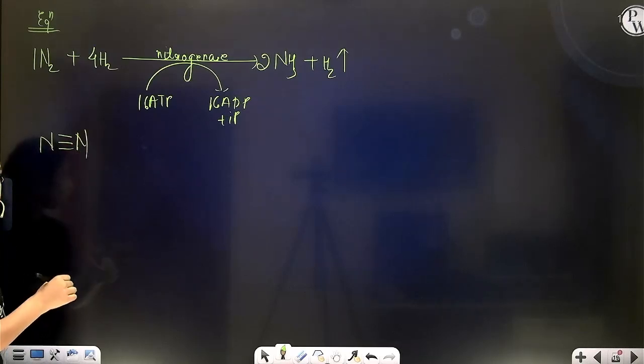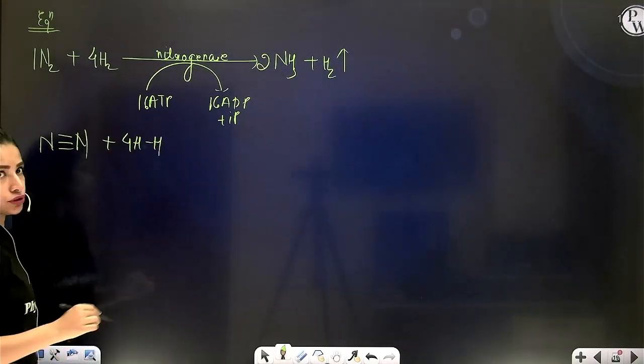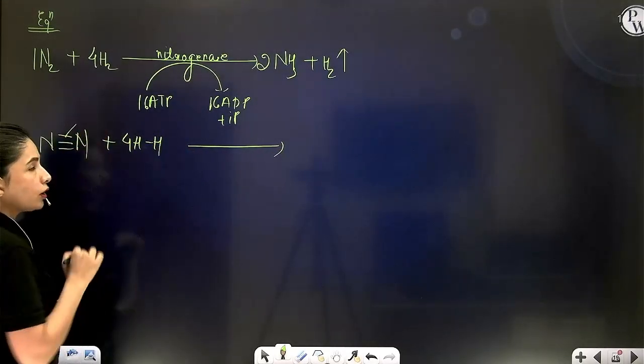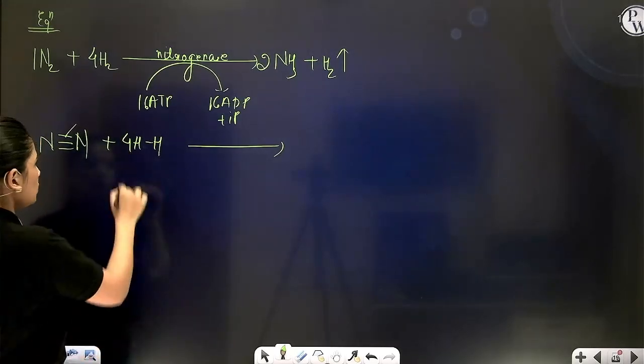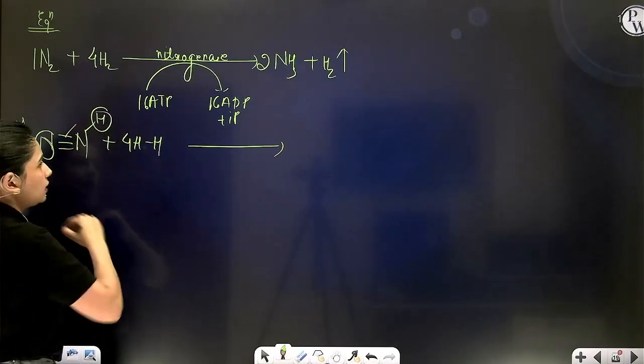This is your nitrogen, right? And you have 4 molecules of hydrogen, 4 moles of hydrogen. So in the presence of the enzyme, one bond of the nitrogen will be broken down. Here one hydrogen will be attached, then one hydrogen over here it will be attached.